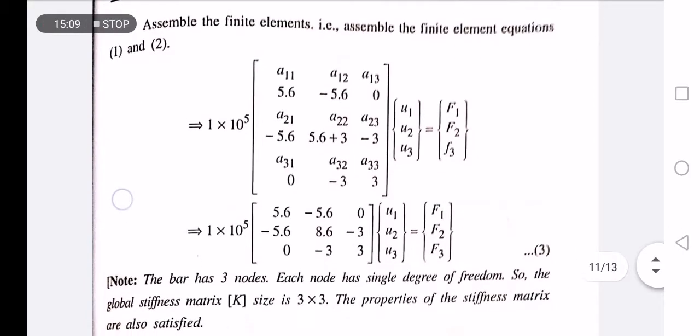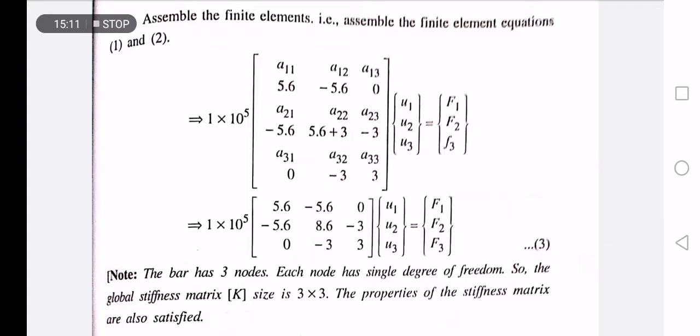Now note that the bar has three nodes. Each node has a single degree of freedom, so the global stiffness matrix is of size 3 cross 3. This I already mentioned: the global stiffness matrix will have a matrix size of the number of nodes. Here the number of nodes is 3, so the global stiffness matrix will be 3 cross 3.